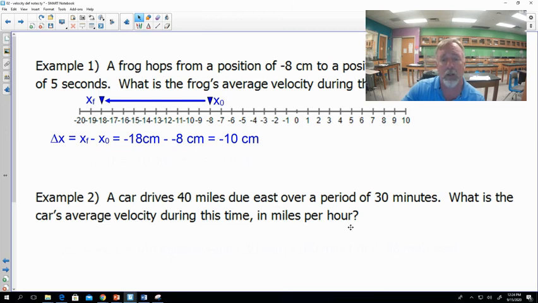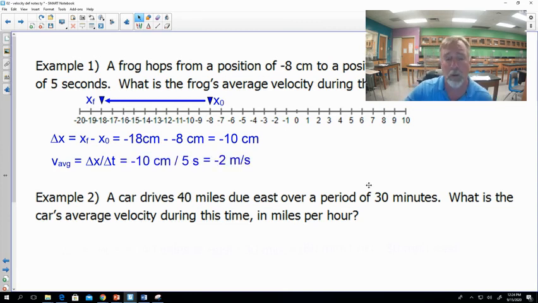So now we have our delta x. How do we get velocity? We have to divide by delta t to get our average velocity. The problem tells us it took the frog 5 seconds. So let's take our delta x, our displacement, our -10 centimeters, and divide by our 5 seconds. And what are we going to get? -2 centimeters per second.